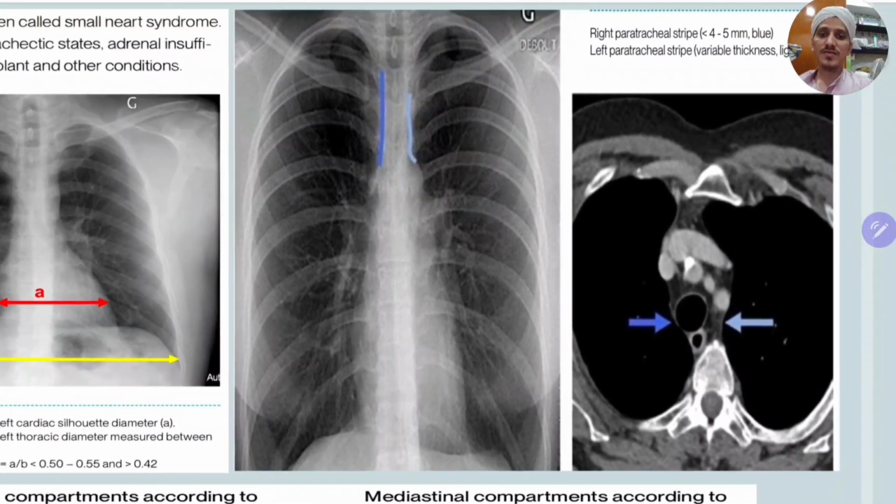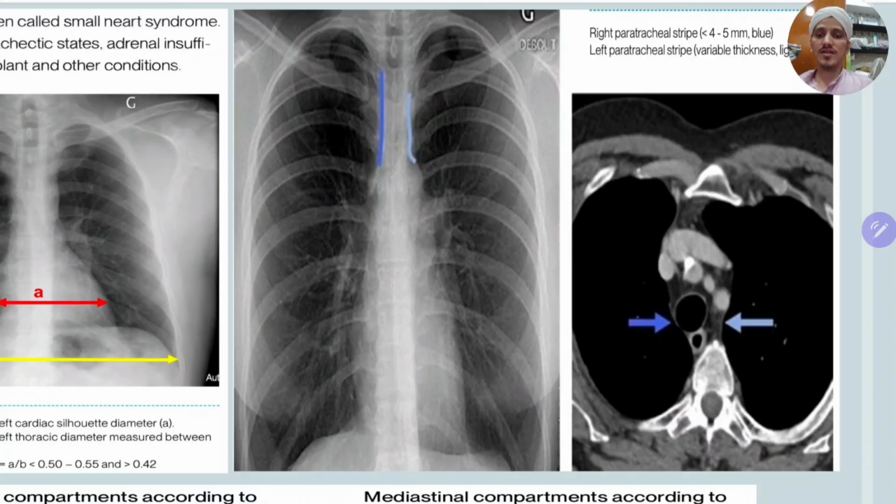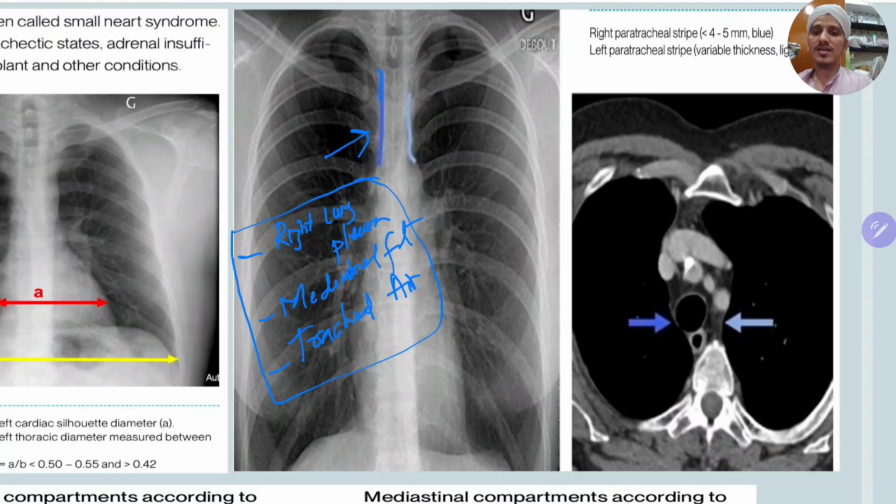Now I said something called tracheal lines. So this is called the right paratracheal stripe. This is composed of the right lung pleura, mediastinal fat, and then the tracheal border, tracheal air. These three components are known as the right tracheal stripe.